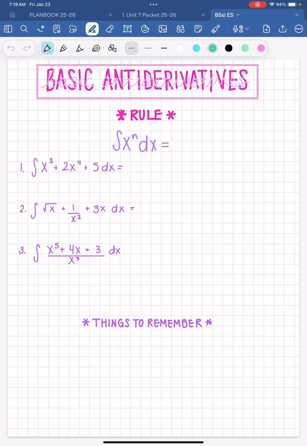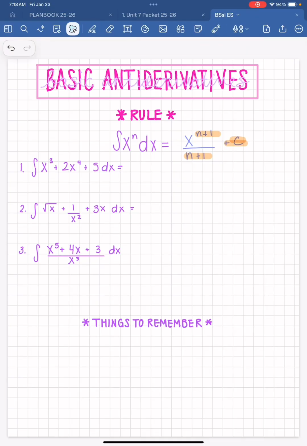Okay, so if we have some x to some power n, the rule that I want you guys to remember is this is going to become x to the n plus 1 over n plus 1 plus c. So what I like to say in my class is we are adding 1 to the power, dividing by the new power, and we cannot forget the plus c, the constant of integration. So we're just going to go through these 3 examples. We'll chat about what to do when you see some roots and whatnot, and let's do it.